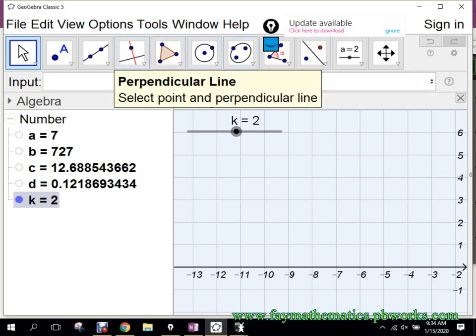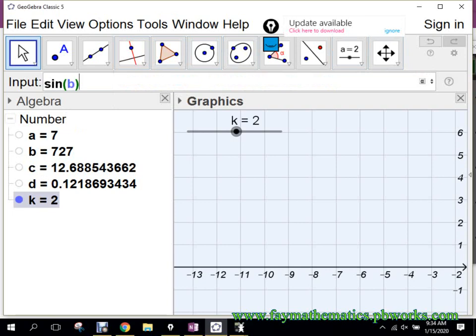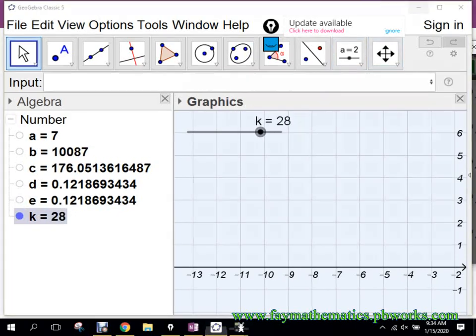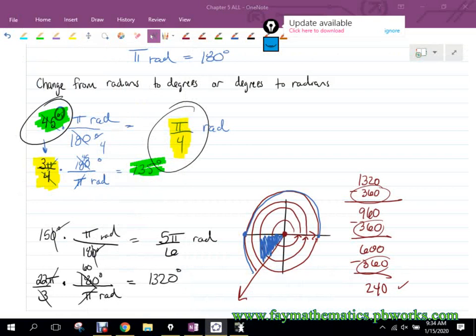Now I do want to, just before I move on, because it's fresh in my mind, sine of B, if I put that symbol in, what does that give me? Yeah, it does do it. That's easier. All right. Okay. So what does that get us to?